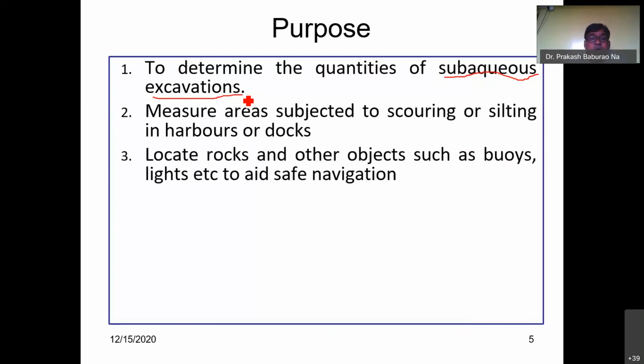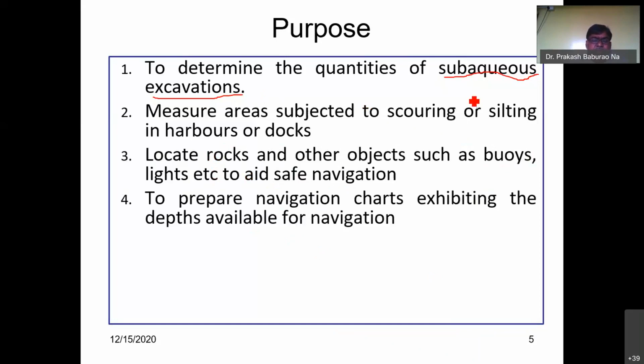The next part is that you have to locate rocks, such as a sandbar, for example. Then you have to locate the rock, the location of the rock. Are there any other objects, such as buoys, lights, etc., to aid safe navigation? Those are to be embedded into the water body, which is helpful for navigating ships. For this purpose, you get the information about the subaqueous data. Now, it is a very important part. Surveying is nothing but preparing a map.